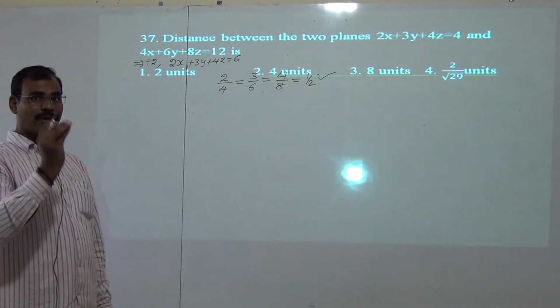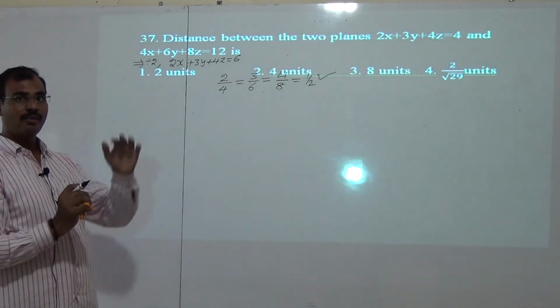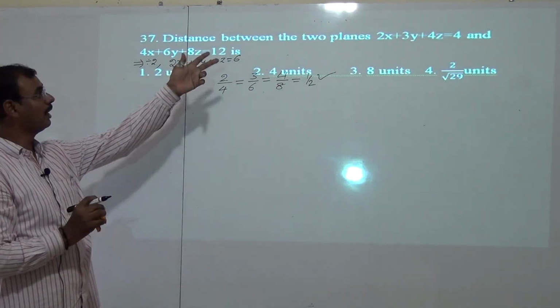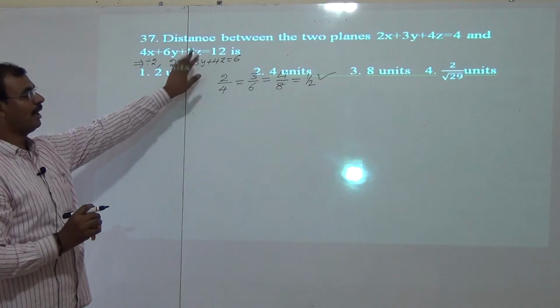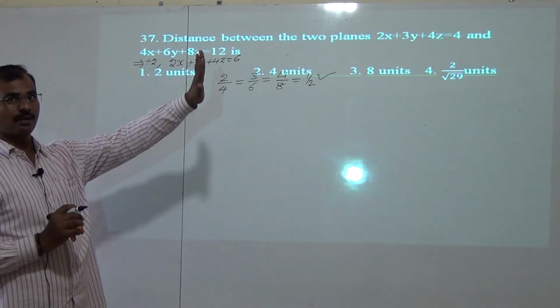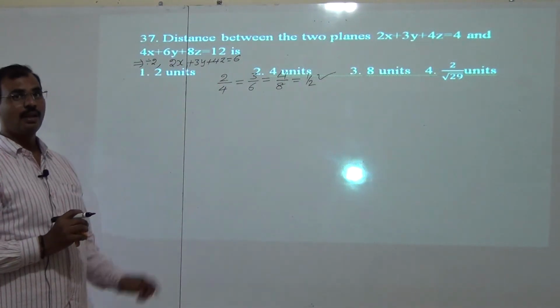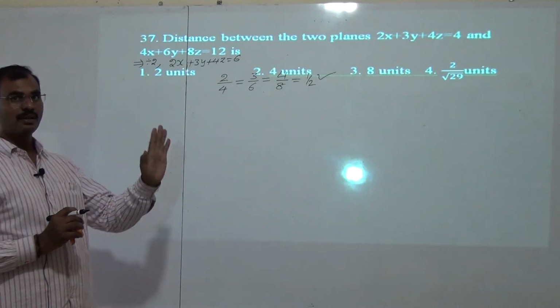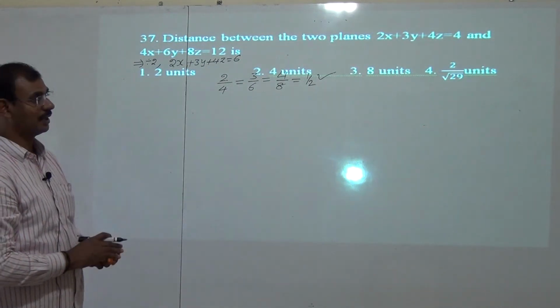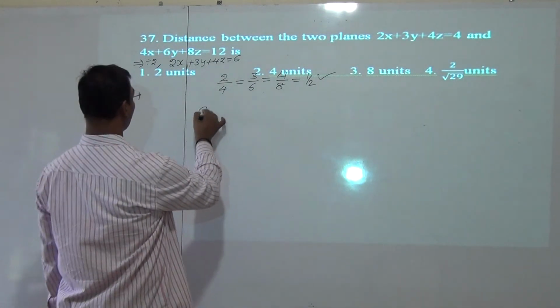Okay. If it is not given in the parallel form, we have to bring it like this. Always make the x, y, z coefficients equal. We have to bring it to this form, where they differ only in the constant. The constants are the only difference. So, the distance formula.